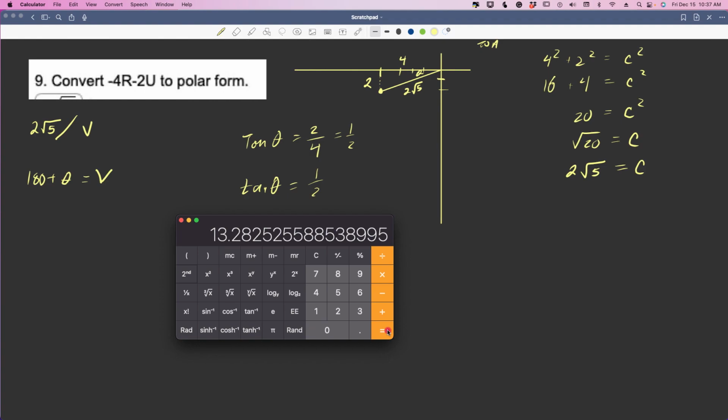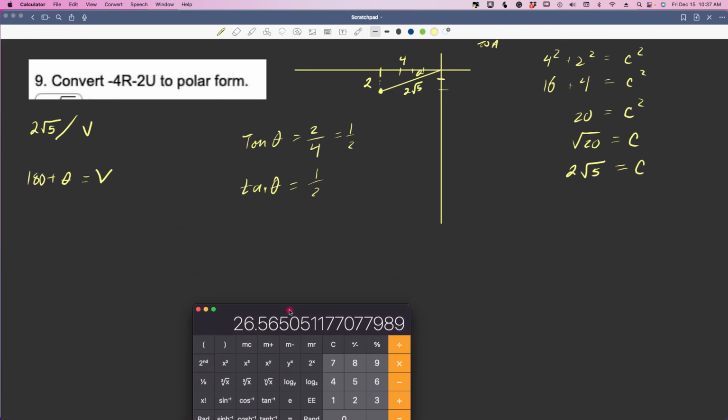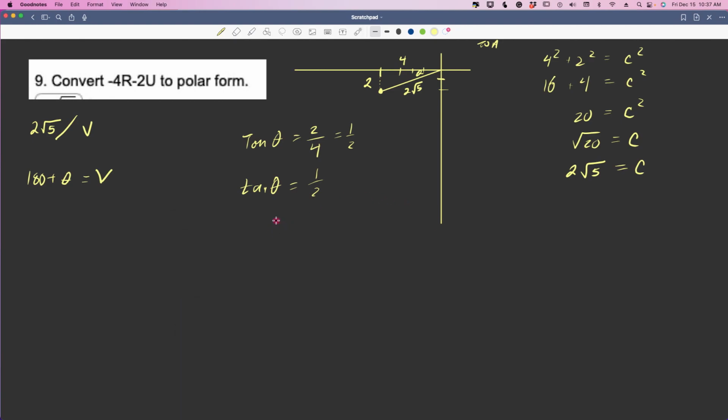Oh, hang on. 1 divided by 2 equals tan of theta. That's your answer right there. You don't hit equal. You stop right there. So 26.56, we round that up. That'd be 26.57, right? So theta is equal to 26.57 degrees.